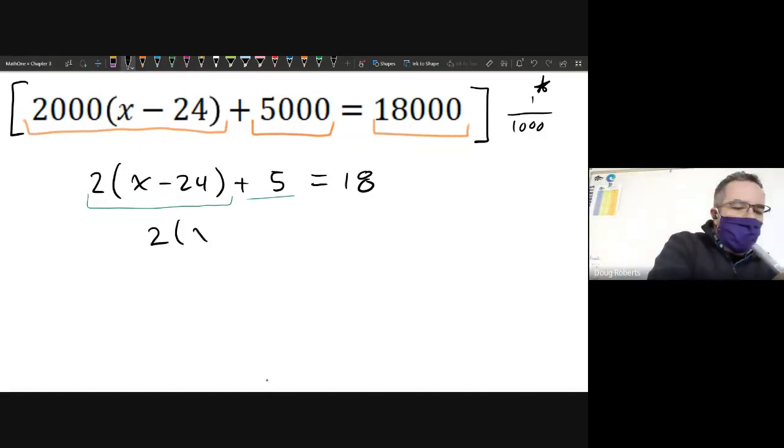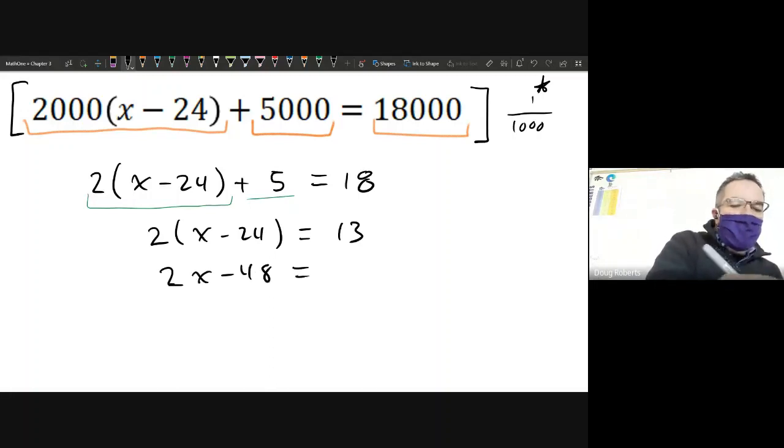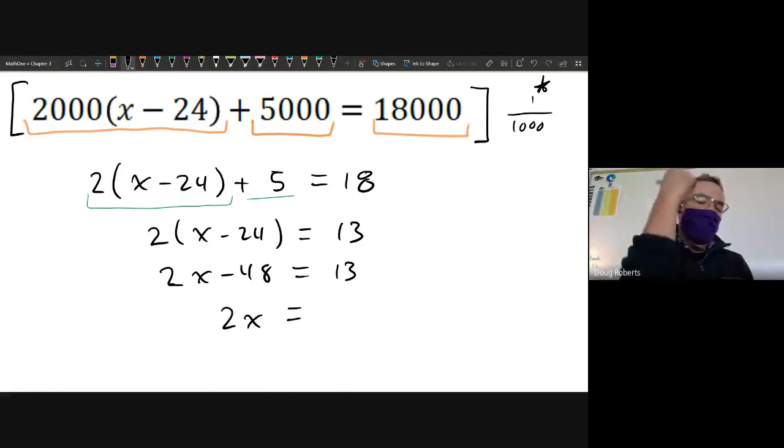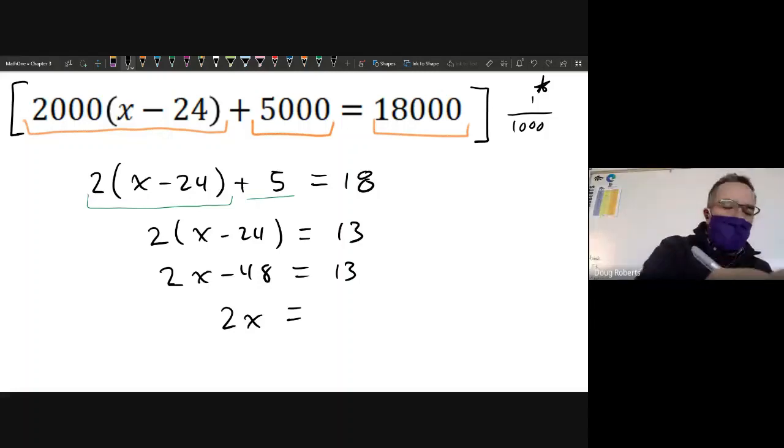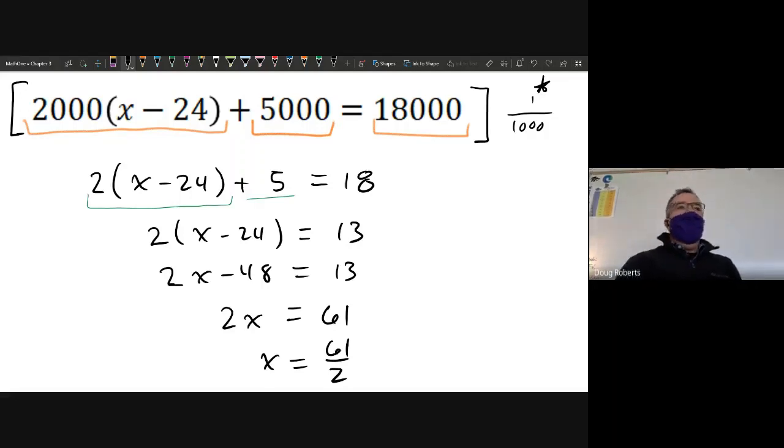So I'm going to have 2 times the quantity of x minus 24 is equal to 13. I'll rewrite this using the distributive property. 2x minus 48 is 13. And if I add 48 to both sides, what is that? 58, 11. So 61. So 2x is 61, and x is 61 halves.